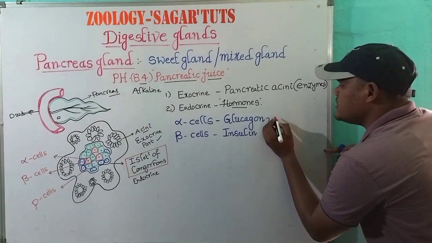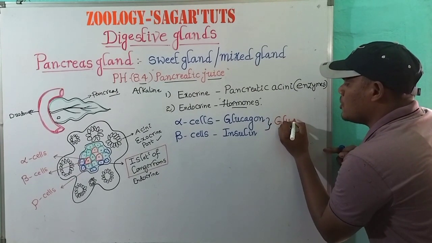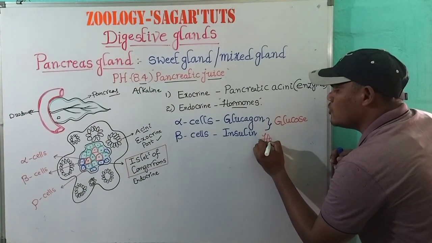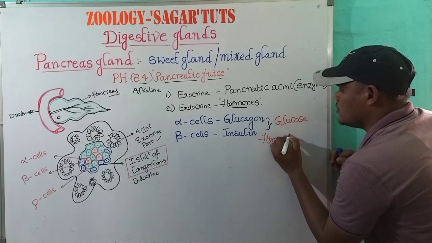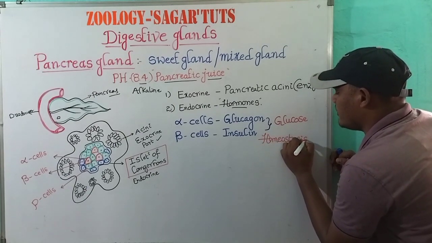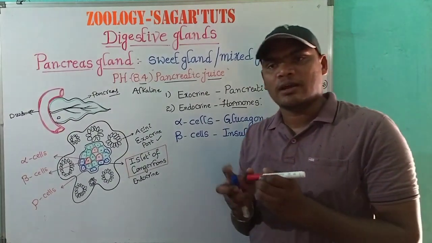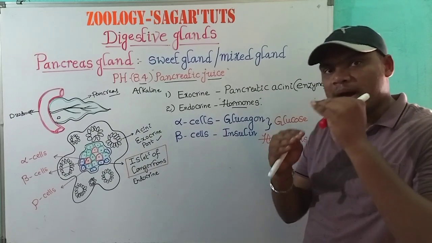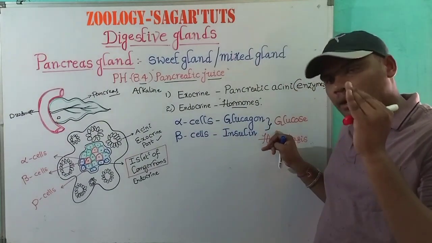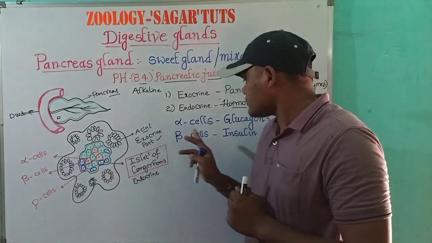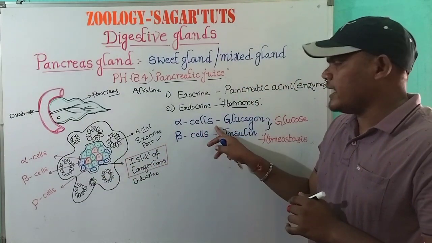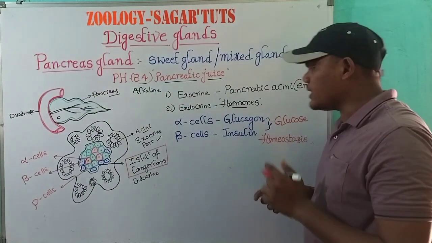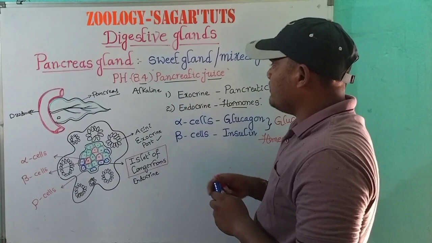So the glucose levels of the body, that means homeostasis of our body. Whether the glucose levels increase or decrease, they are maintained, that means balancing of the glucose levels in the body. These hormones are helpful for the hypoglycemic condition and hyperglycemic condition. And as well as pancreatic juice.